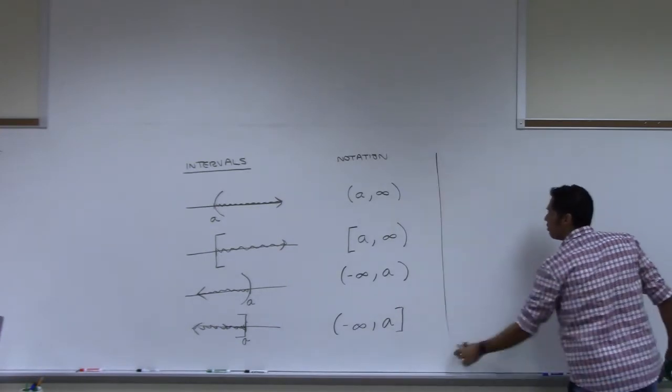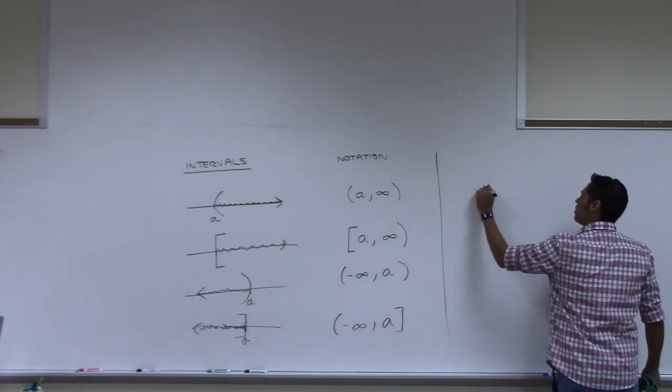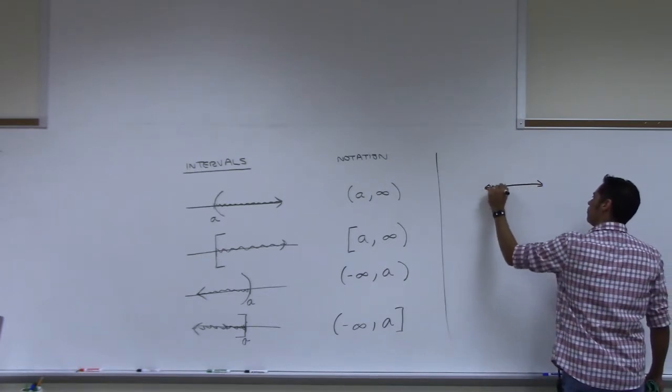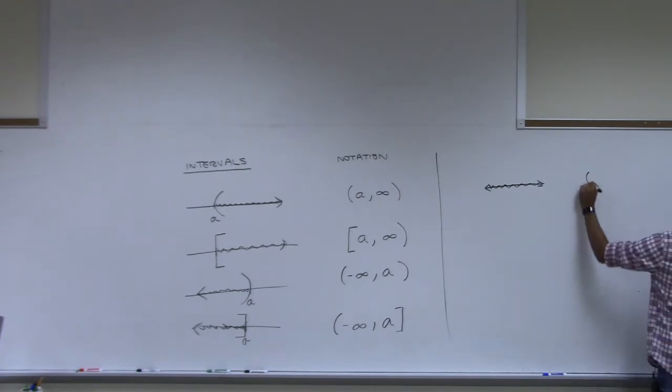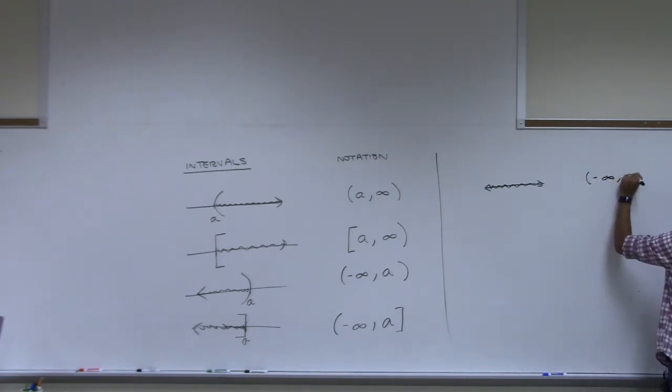Now what about this? So I'm going to continue over here. What if you have this? Everything. Everything, both directions forever. Negative infinity to infinity.